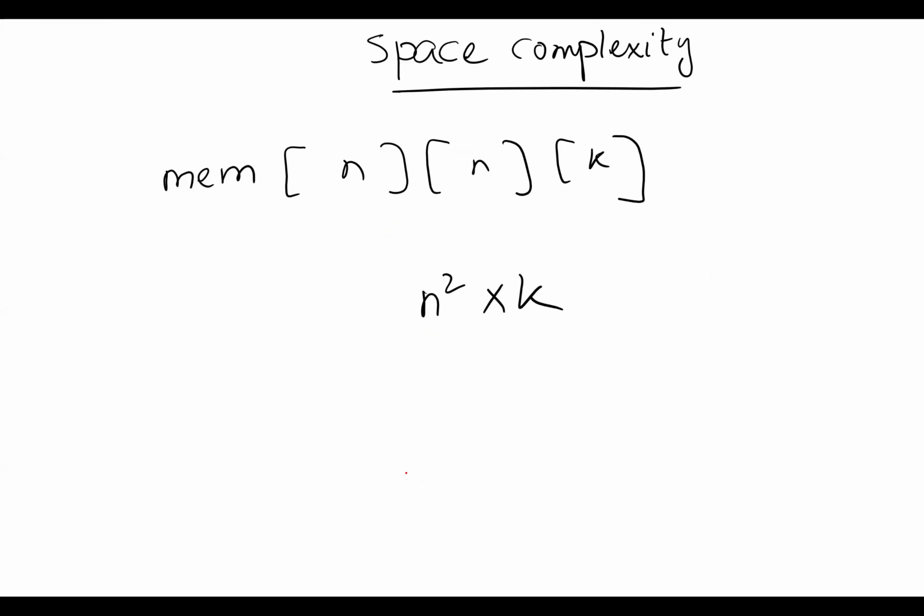And for the space complexity, we have a memory which, as you see, is 3-dimensional. This is the start index, this is the end index, and this is the number of mailboxes. So in total, the size of the array is n square into k. So the space complexity is of the order of n square k.